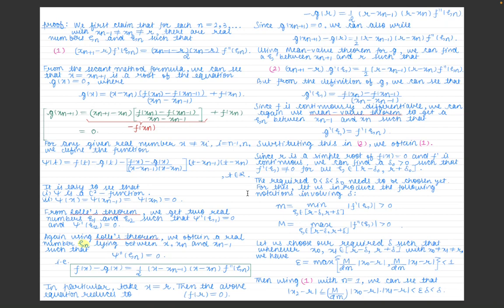But from the definition of g, we can see that g dash xi is the same as f of xn minus f of xn minus 1 over xn minus xn minus 1.